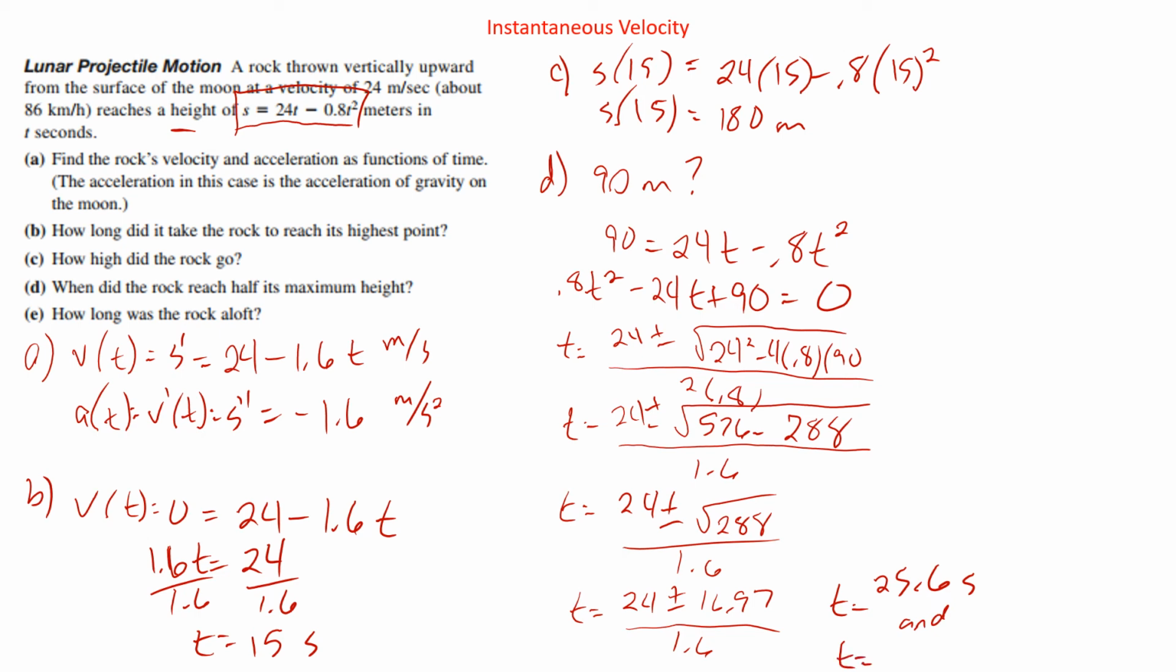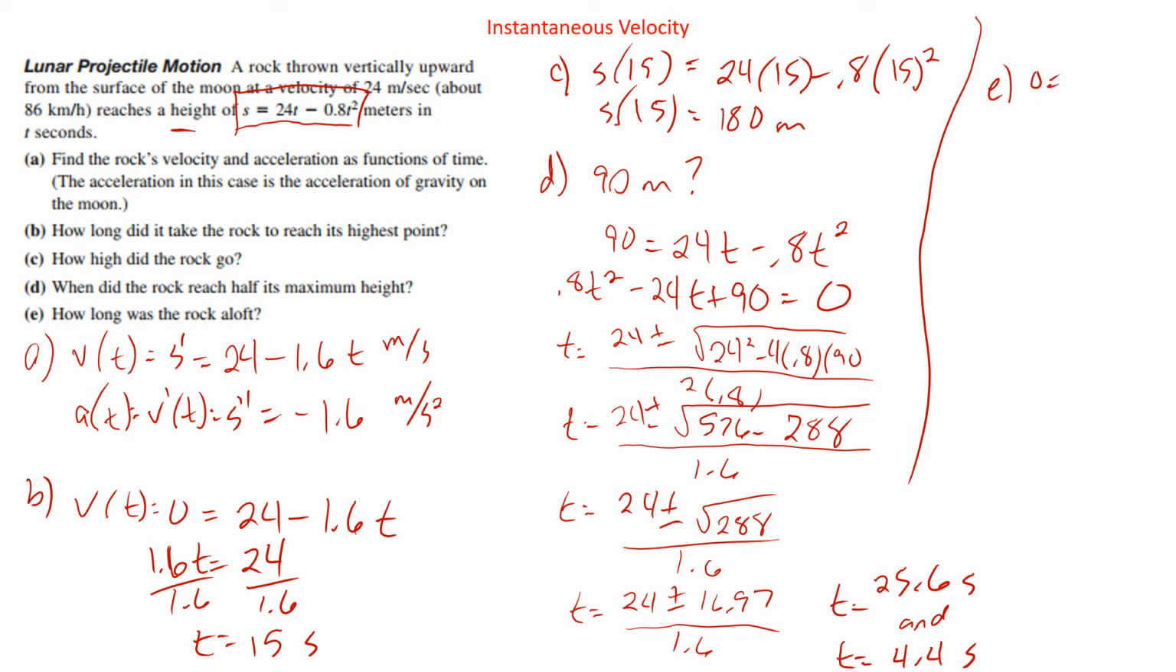And t equals, this is 24 minus 16.97 divided by 1.6, 4.39, so 4.4 seconds. Why did it hit half of its maximum height twice? It hit it once on the way up and the second time on the way back down. And then how long was the rock aloft? So for how long was it aloft, we want to know when is the height 0.